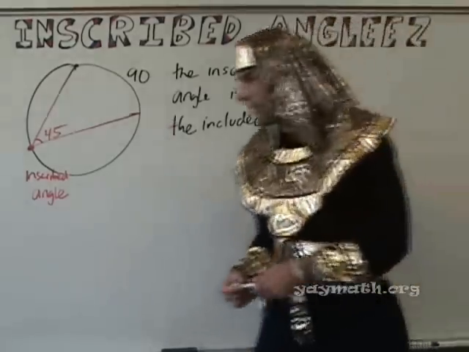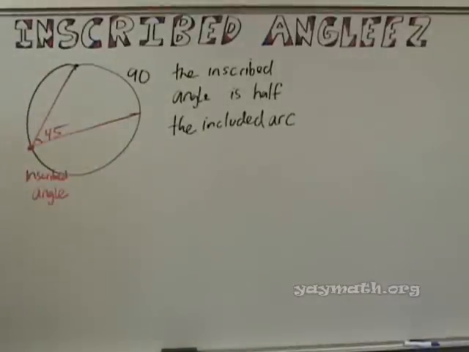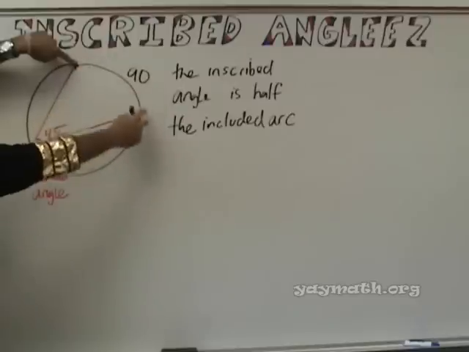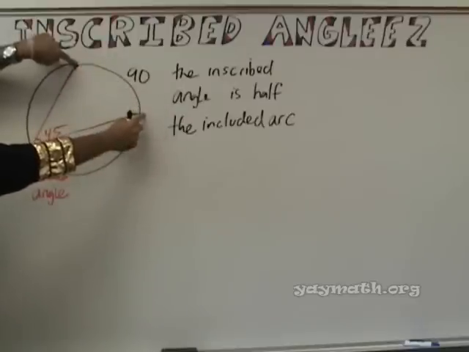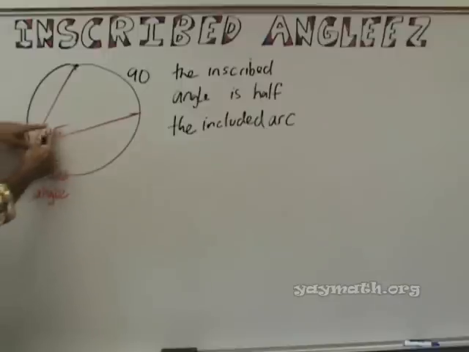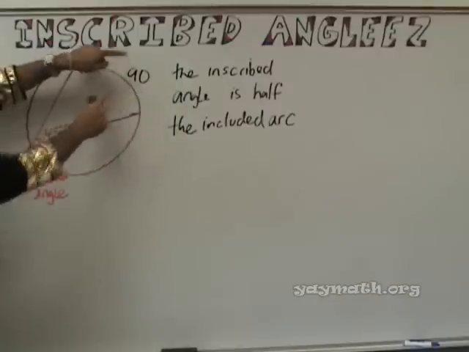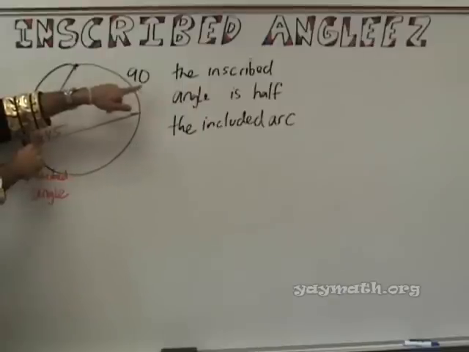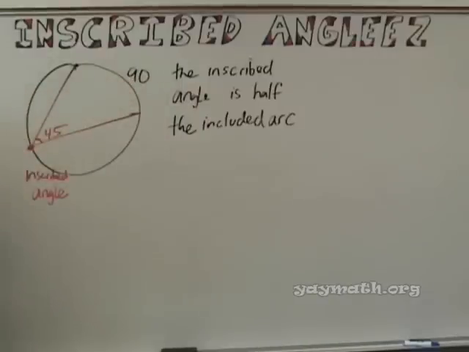So let's define what we mean. We have an arc here of 90. Notice, this arc is 90. The inscribed angle that includes this arc is subsequently half that arc. This inscribed angle is always half the arc. Okay? So let's see if you can do a few more.